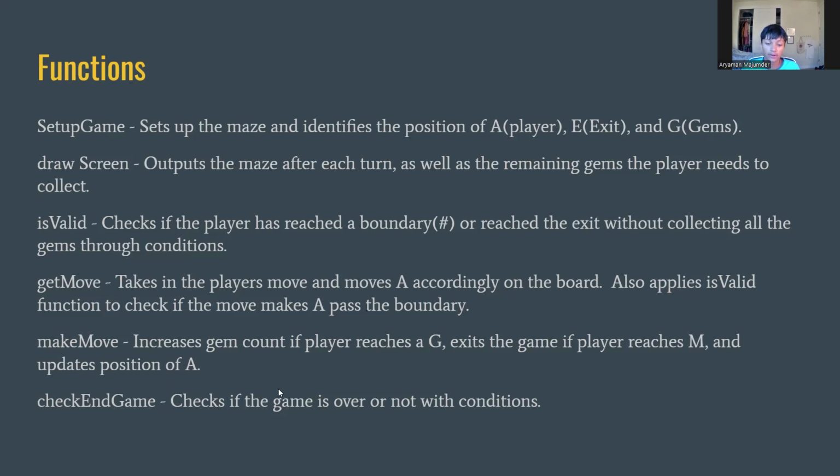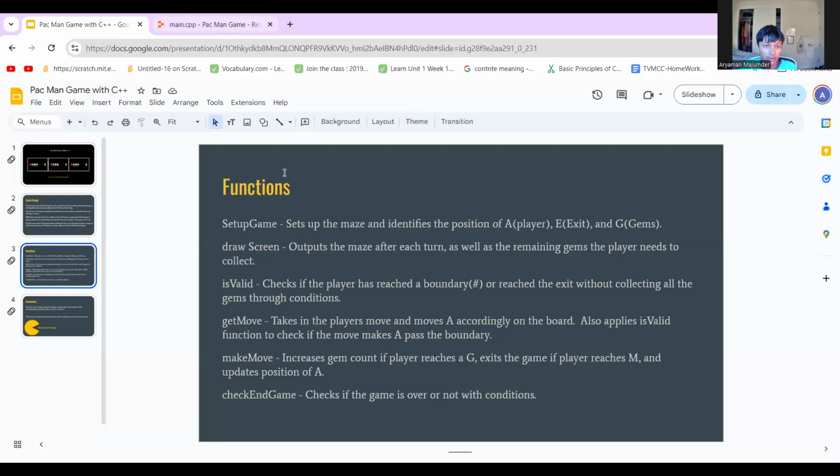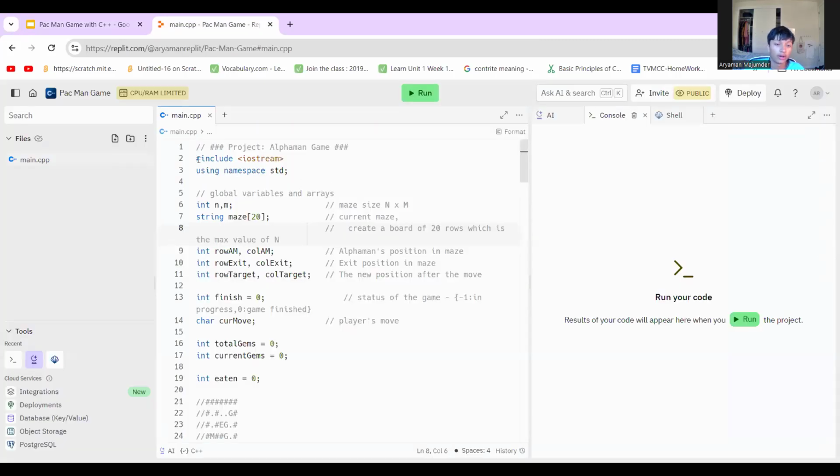Now check end game checks if the game is over or not with the conditions, basically, in the main window. And it uses a flag variable, finish, which I'll cover in the code right now. So here, this is the code. Here you have include iostream, using namespace std. Now here are the global variables and arrays. So basically we have int n, m, which is the size of the board, and string maze[20], where 20 is the maximum size of a board, and maze is basically the maze that Pac-Man is trying to get through.